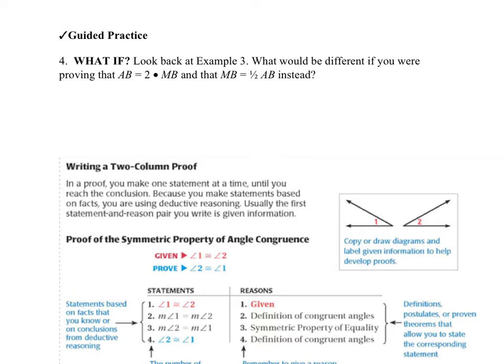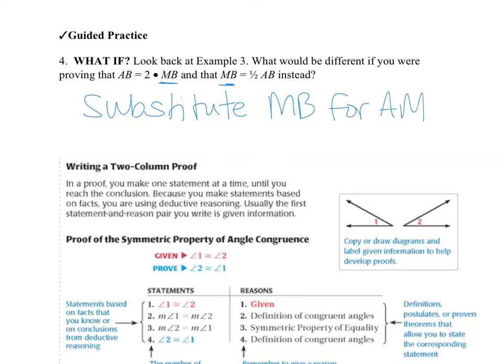What if I look back at example 3, what would be different if you were proving that AB equals 2 times MB and that MB equals 1/2 AB instead? The only difference is I'm using MB instead of AM. So what would you do different? You would just, in the substitution step, substitute MB for AM instead.